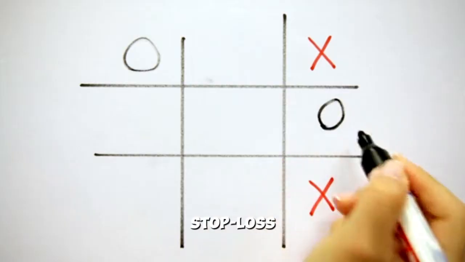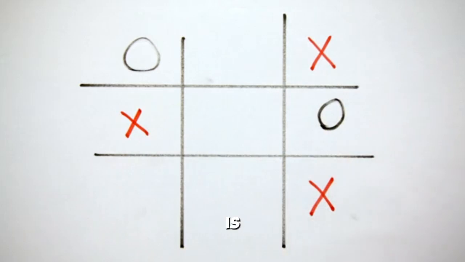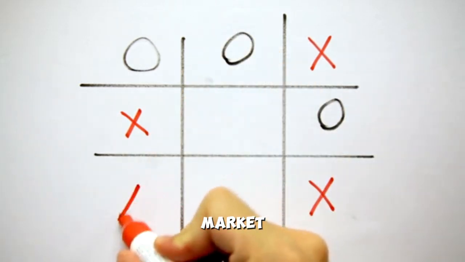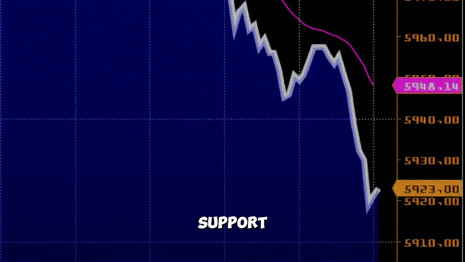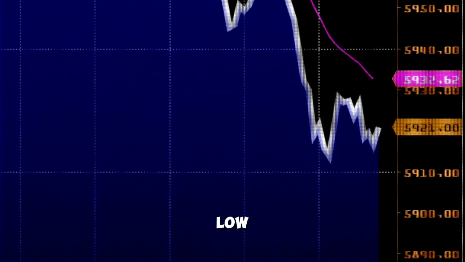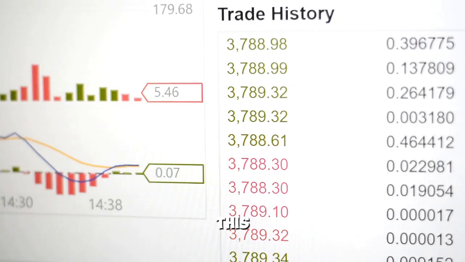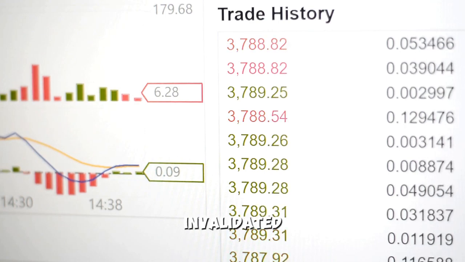Placing a smart stop loss is an art informed by science. The most reliable method is to use technical levels that indicate a structural shift in the market. For a long buy position, place your stop loss just below a significant support level, a recent swing low, or a key moving average. The logic is that if the price breaks below this structural point, the original bullish premise for the trade is likely invalidated.